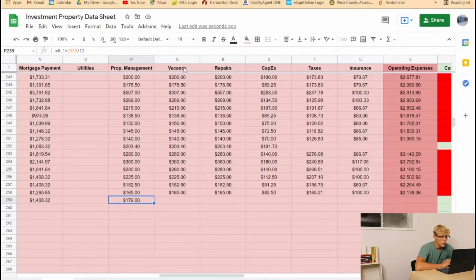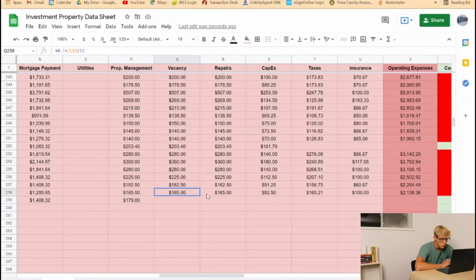I think all of them are 10% of the rent besides CapEx. I think I run at 5%. So you can do whatever you feel comfortable with, do your research and see what most people do. I think that the 10 and the 5 are pretty solid, and I think that's what most people do.